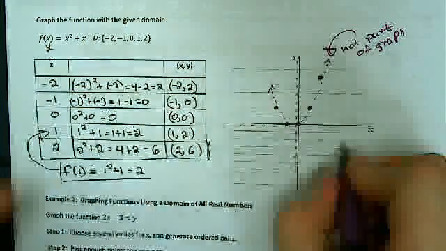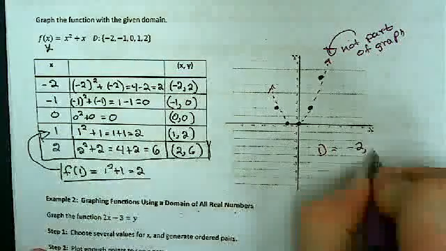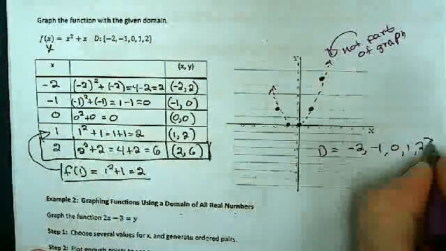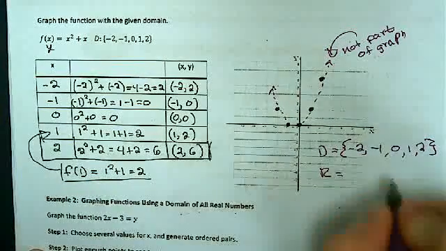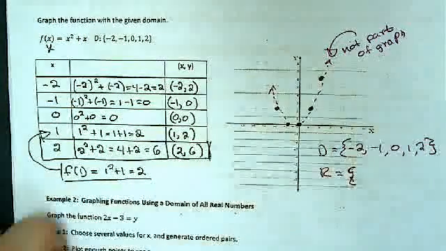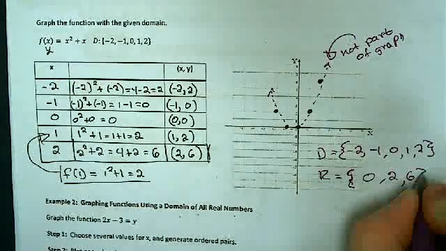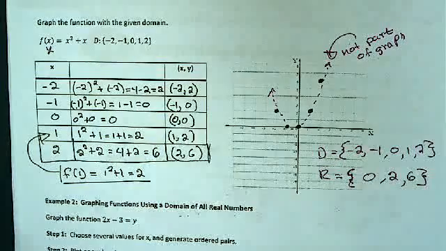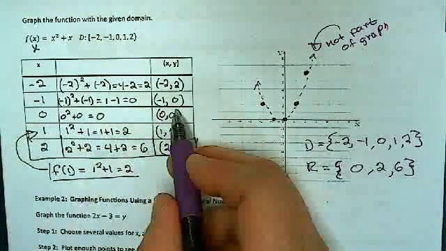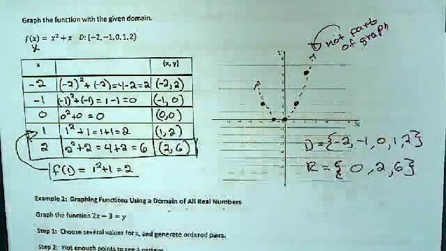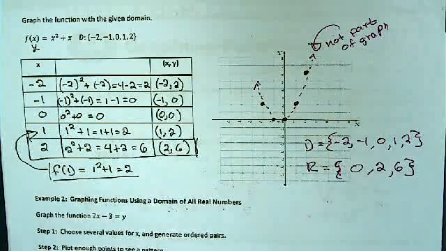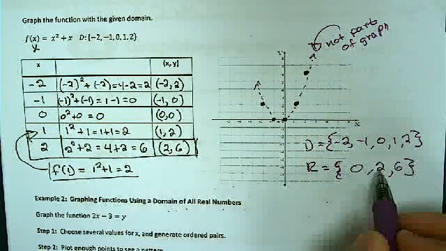And before I leave this problem, the domain was given as -2, -1, 0, 1, and 2. It's a set, so I use the curly brackets. What's my range? What are the numbers that I get out as my dependent variables? 0, 2, and 6. 2 got used twice. 0 got used twice. Oh. Is this still a function? Because I've got -2 goes to 2, and 1 goes to 2. Is that still a function?